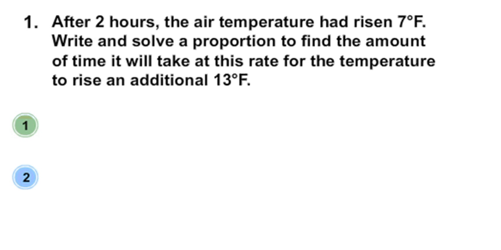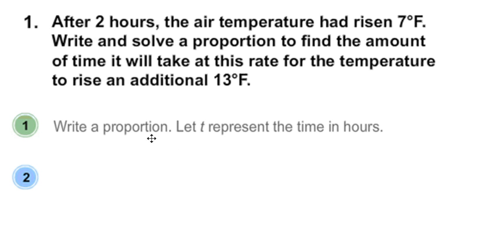After 2 hours, the air temperature has risen 7 degrees Fahrenheit. Write and solve a proportion to find the amount of time it takes at this rate for the temperature to rise an additional 13 degrees Fahrenheit. All right, so this is the part that I'm talking about where you're going to have to set up your own proportions. So you have to find two things that are in a relationship. So we know we're going to have hours and we're going to have temperature.